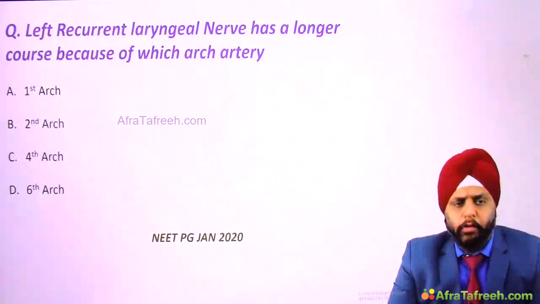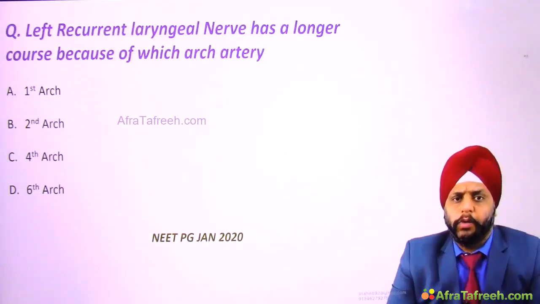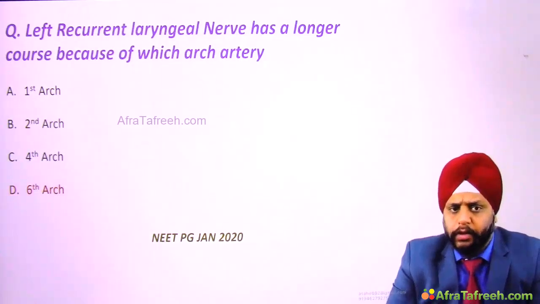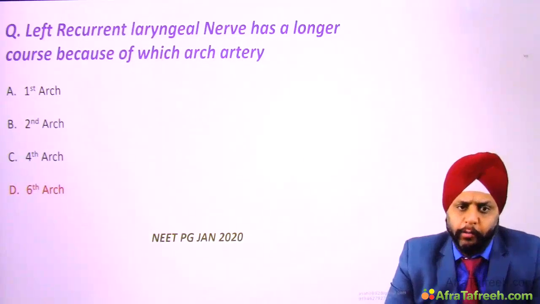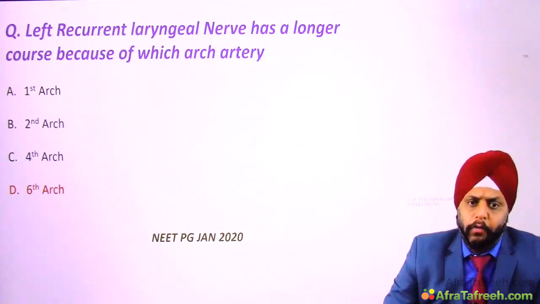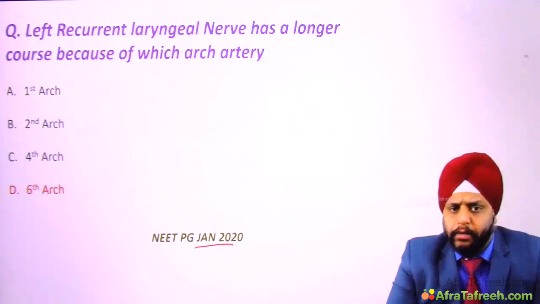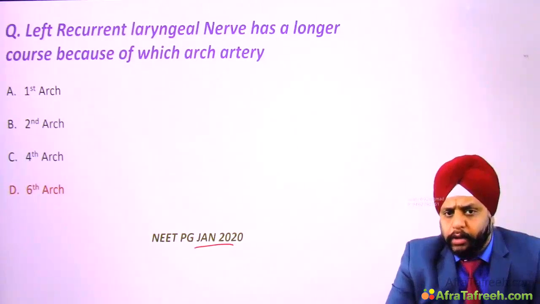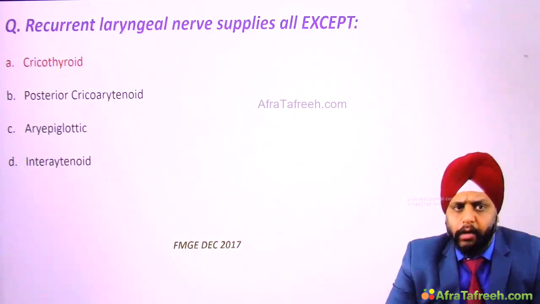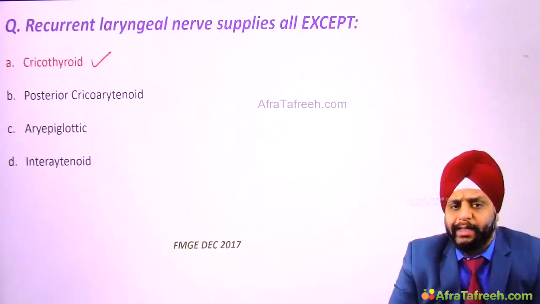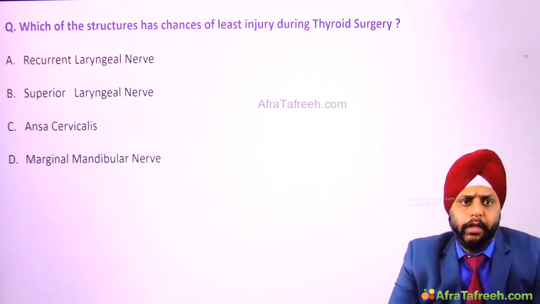All right, let's look over here in the question. Left recurrent laryngeal nerve has a longer course because of which arch artery? Now we know the answer is sixth arch artery, which forms the ductus arteriosus, and later on it forms the ligamentum arteriosum. So it was asked as recent as the PG Jan 2020 exam. Next question. Recurrent laryngeal nerve supplies all except cricothyroid. So we discussed cricothyroid is supplied by superior laryngeal nerve. Which branch? External laryngeal nerve branch of superior laryngeal nerve.